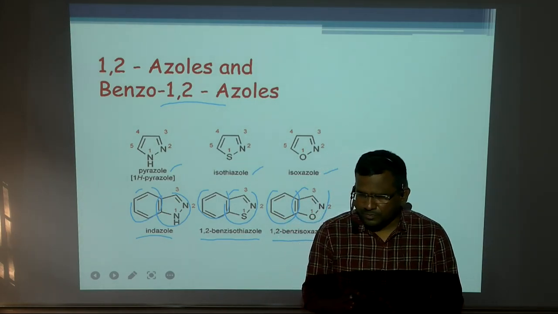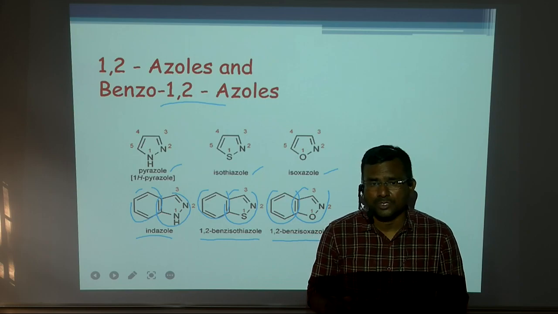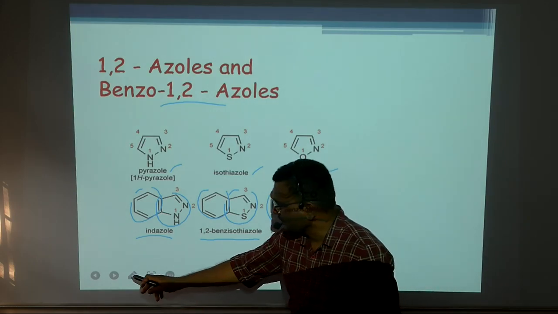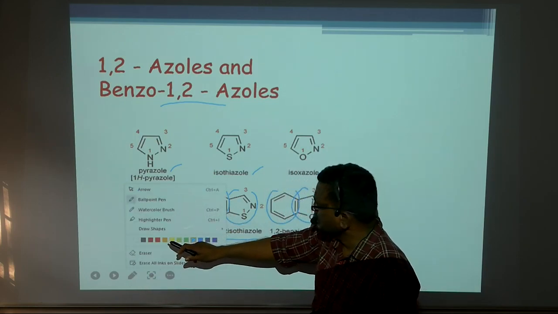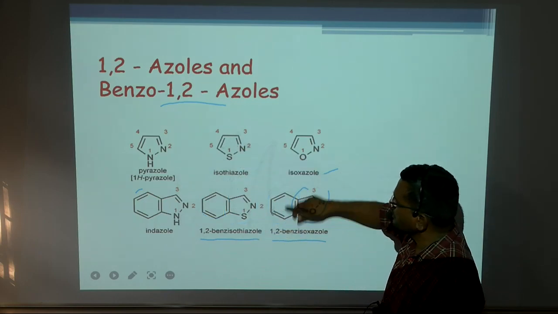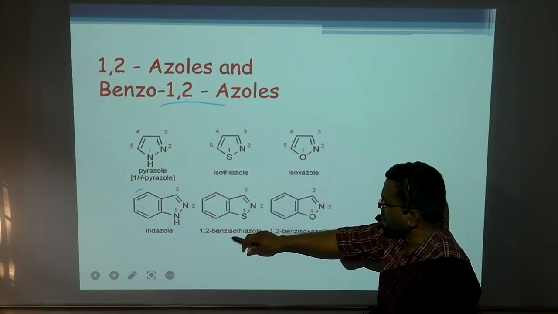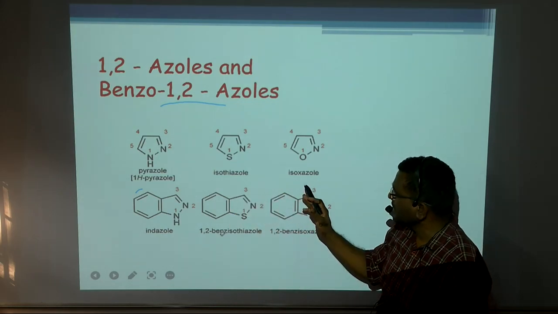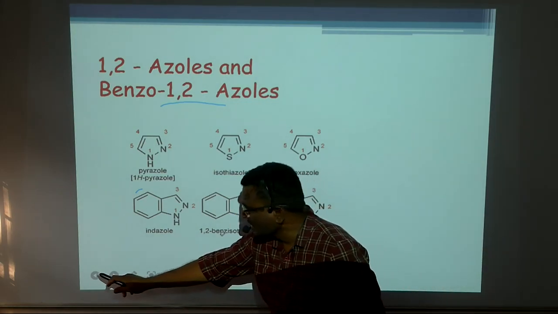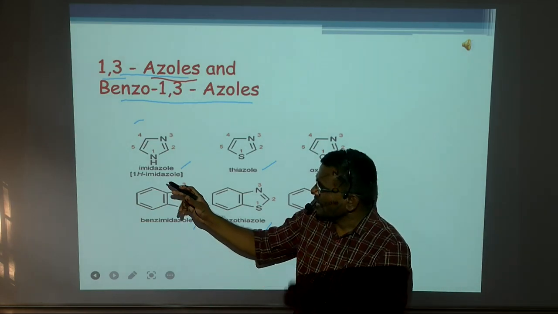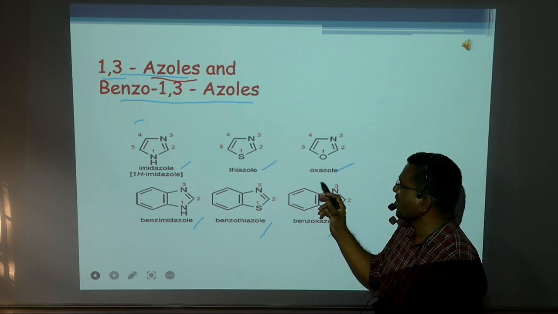So once again I repeat the examples of 1,3-azole and the examples of 1,2-azole. These are the examples of 1,2-azole: pyrazole, isothiazole and isoxazole. Similarly, these are the three examples of 1,3-azole: imidazole, thiazole and oxazole.